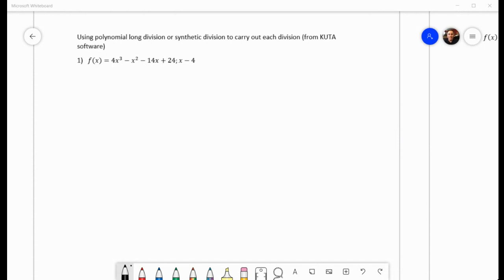Okay. All right, so for the first one, notice that we're not missing any terms in f of x, right? So we don't have to worry about using 0 as placeholders. Same thing with x minus 4. We're not missing any terms there, so we don't have to use 0 as placeholders. Now, since we're using synthetic division, here's the setup.